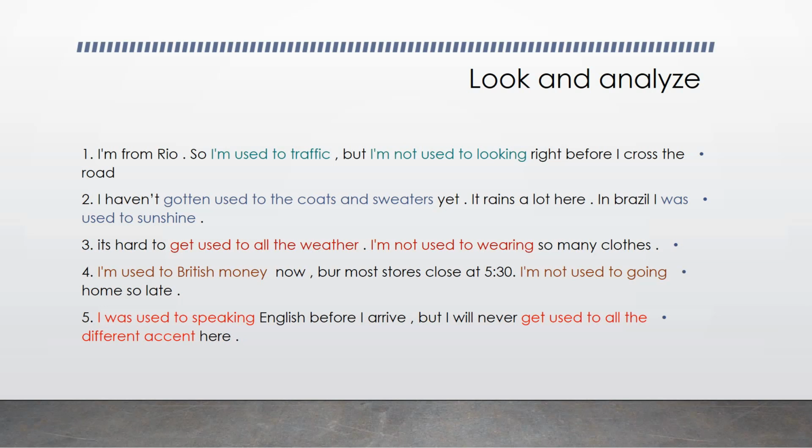So, in the first part, I was used to speaking. أنا كنت معتادا على. This sentence is in the past tense. كنت معتادا على تكلم اللغات. So used to here is followed by ing form, speaking English, but I will never get used to all the different accents. All the different accents هي noun phrase. So used to here is followed by noun phrase. Why get in the second part? Because the situation becomes less strange لأنه أصبح يعني أقل غرابة بالنسبة له لكنه لم يعتاد على كل هذه اللهجات.